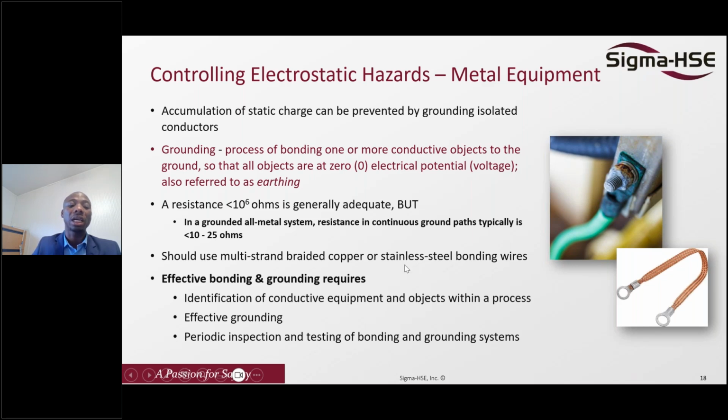Effective bonding and grounding requires, number one, identifying the conductive equipment or objects within the process. Every conductive equipment needs to be identified. Then we have to do effective bonding and grounding. We need to ensure that each equipment is grounded. Grounding is connecting to the earth. And also periodic inspection to ensure that all bonding and grounding are actually effective and you don't have a break.